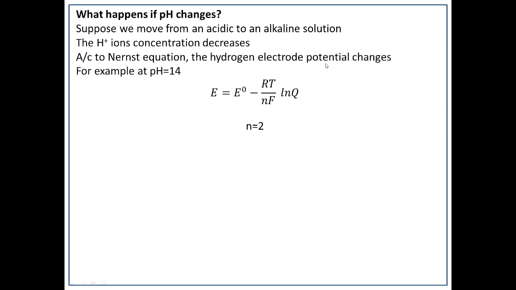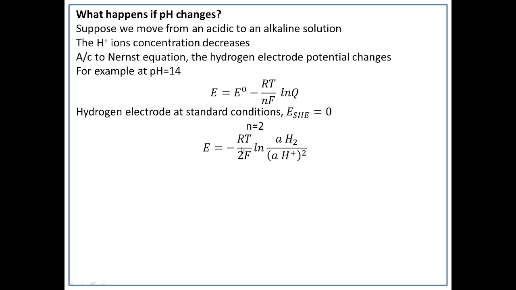we know that this is the Nernst equation. What happens at pH 14? The hydrogen electrode at standard conditions, the potential of the standard hydrogen electrode is 0. We know that. So here E naught is the potential of the hydrogen electrode at standard condition, so we can put 0 in the place of E naught. So we will get E equal to minus RT over nF, the number of electrons transferred is 2, so 2F ln Q.